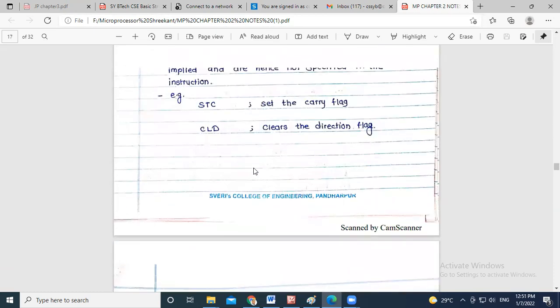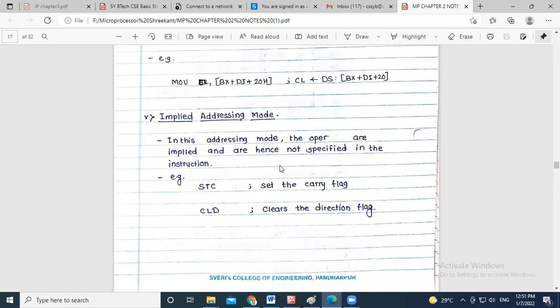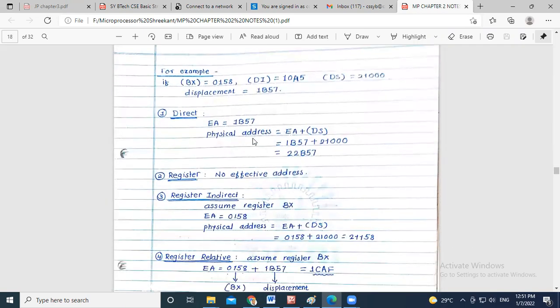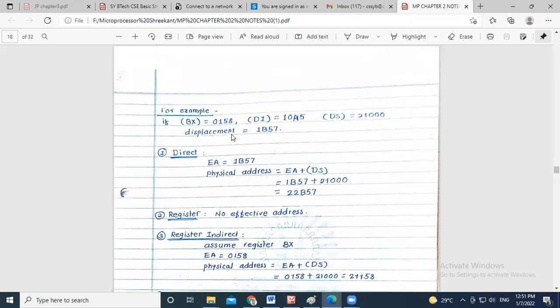So these are some examples we solved here. There is nothing in the instructions you have to specify. Only in very rare cases do we use implied addressing mode, that is set the carry flag or clear the direction flag. You have to study the 9 flags already: direction flag, carry flag, parity flag, auxiliary carry flag, sign flag. These two are mainly used in implied addressing modes. After that I will prepare some problems, since sometimes they ask for single questions.